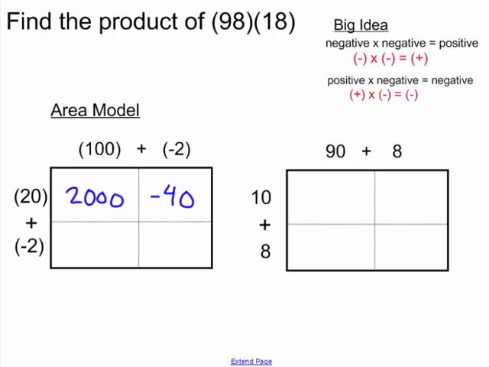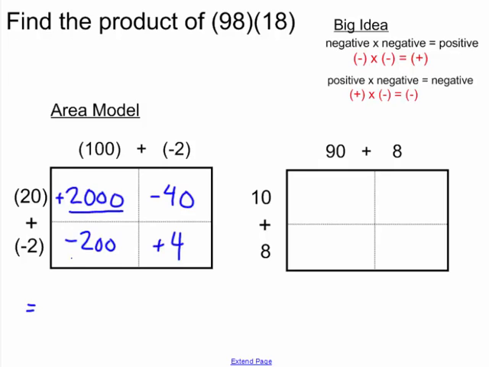I end up with negative 40. Negative 2 times 100, that's a negative 200. And lastly, a negative 2 times a negative 2, that's my two negatives together, so I know that will be a positive 4. And if I have to, I'll even write a positive in front of the 2,000. So when I go to add this up, I'm going to start at 2,000.